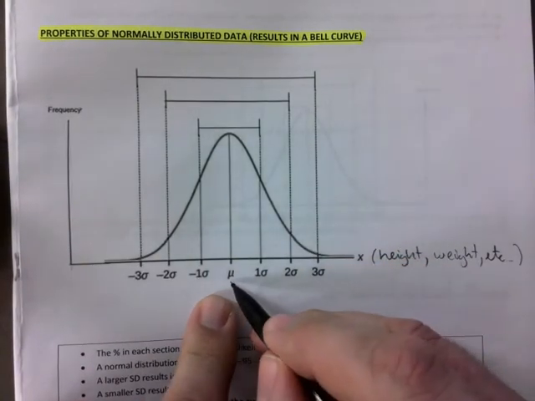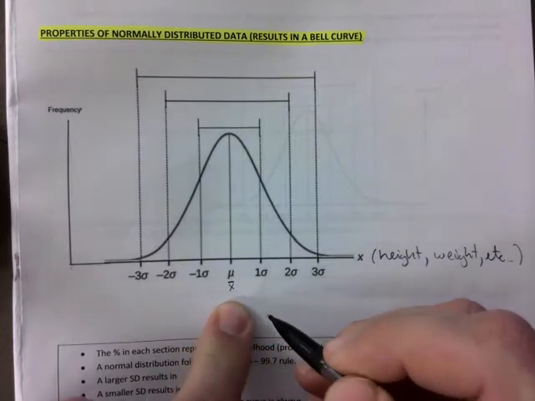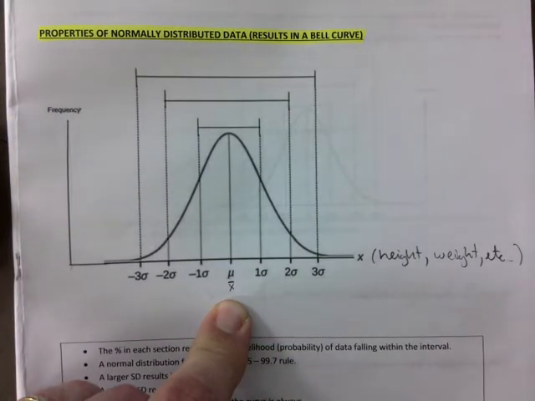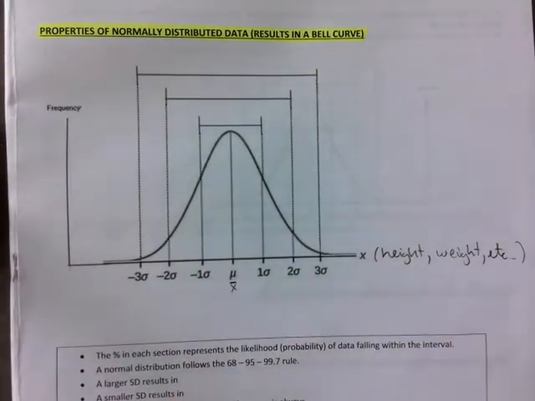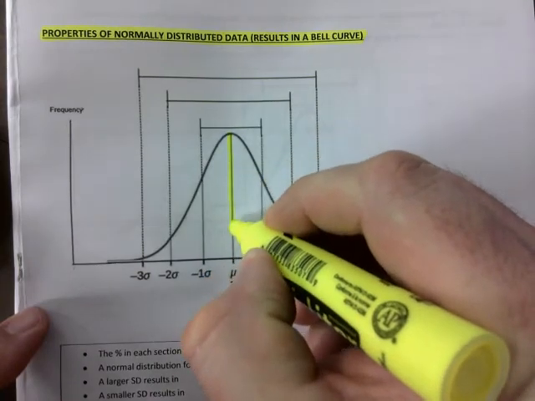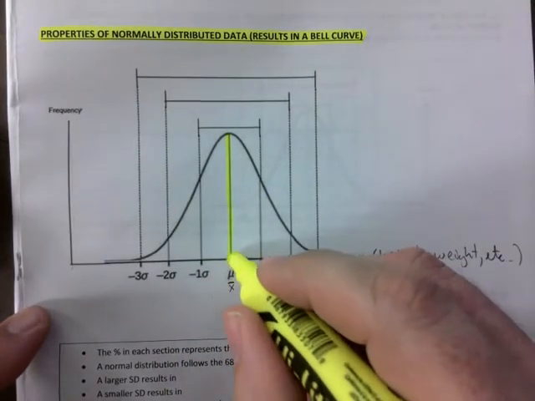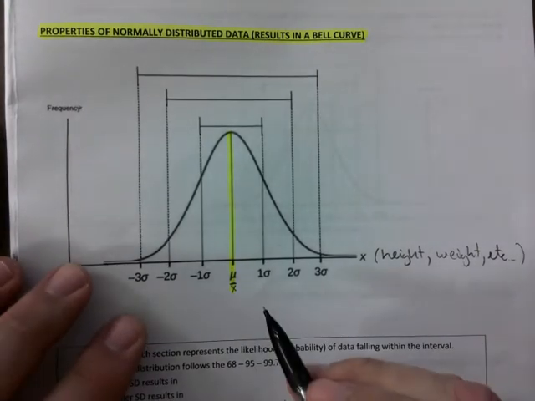So this right here, mu, is also known as our average. I don't know why they use two different letters, but it is the average. The average is always in the middle. That's where most of the information will happen, around the mean, okay? So make sure you write this down.